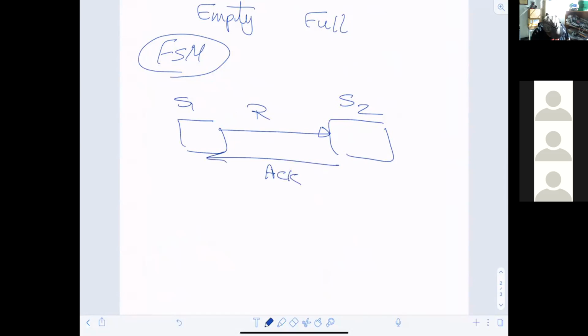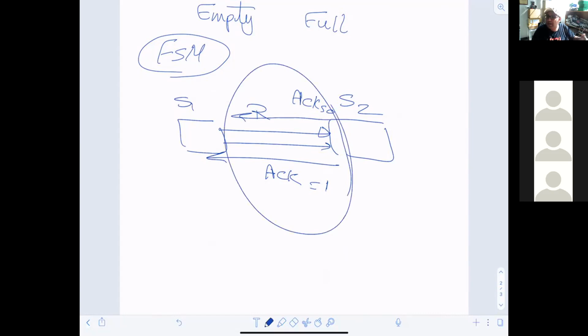Okay, so let's say the ACK said 1, that means yes. Then S1 will send the data. Then S2 will send ACK saying no more. Right? Then once the ACK is cleared, S1 will send another request. What I described is called Handshake.